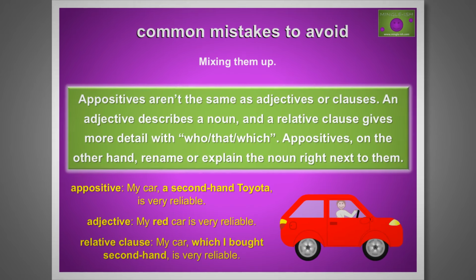Mixing them up. Appositives aren't the same as adjectives or clauses. An adjective describes a noun, and a relative clause gives more detail with who, that, or which. Appositives, on the other hand, rename or explain the noun right next to them. "My car, a second-hand Toyota, is very reliable." A second-hand Toyota is the appositive. "My red car is very reliable." Red is an adjective. "My car, which I bought second-hand, is very reliable." Which I bought second-hand is a relative clause.